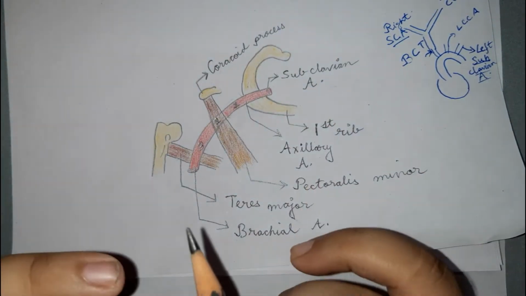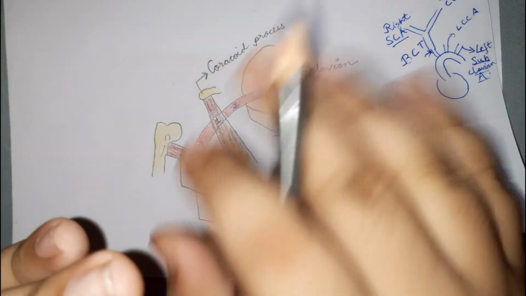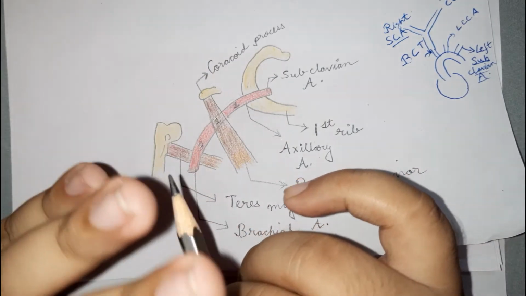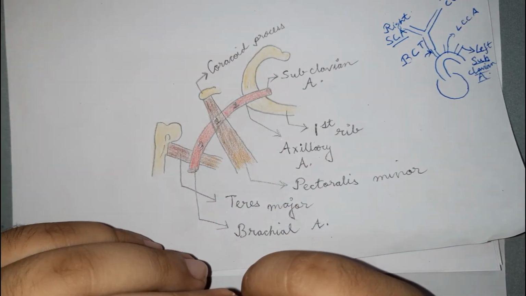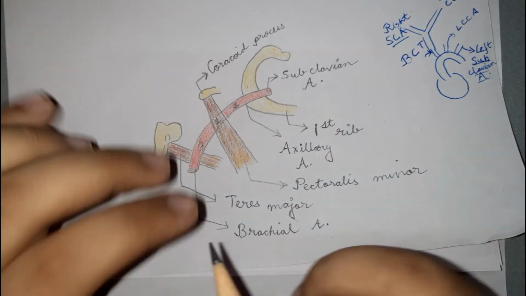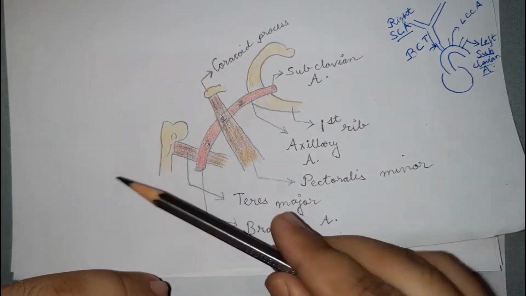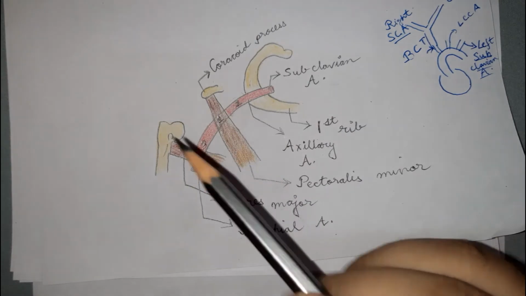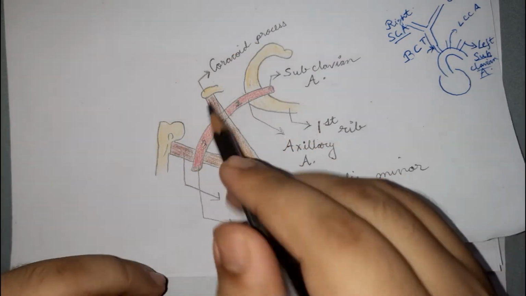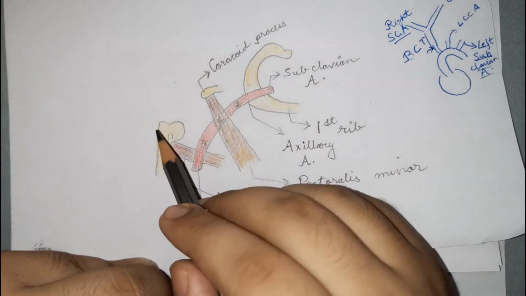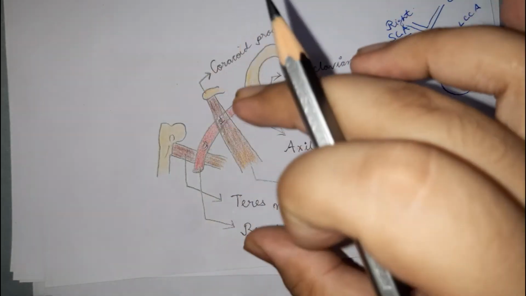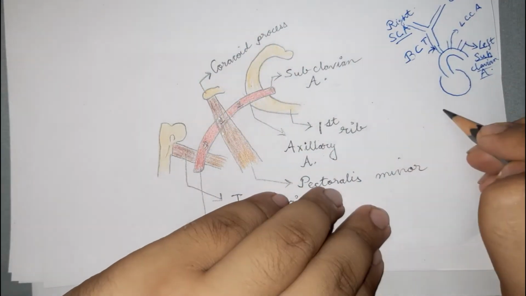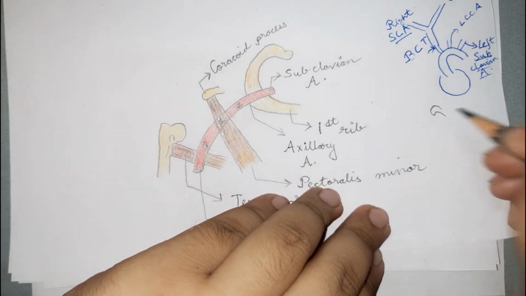For this there is no mnemonic, okay, so don't get your hopes high. What you need is sound anatomical knowledge. What do I mean by that? See, which one is superior, Pectoralis minor or teres major? How do you remember that? You remember that by remembering the origin or insertion, or their attachments. I remember for a fact that Pectoralis minor arises from the coracoid process.